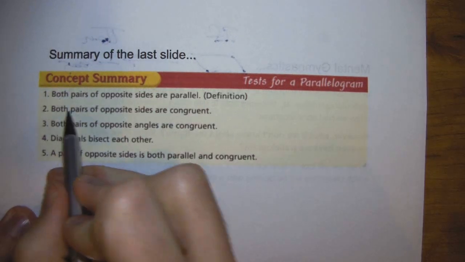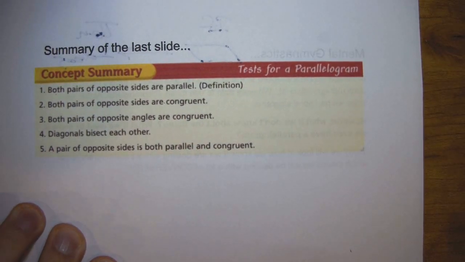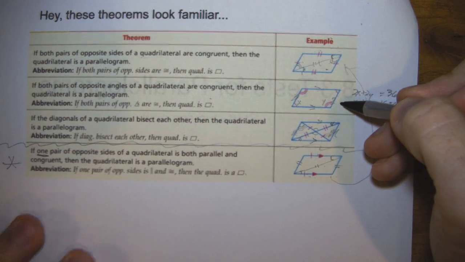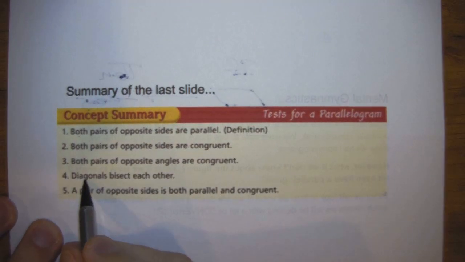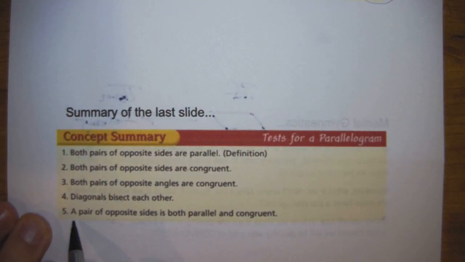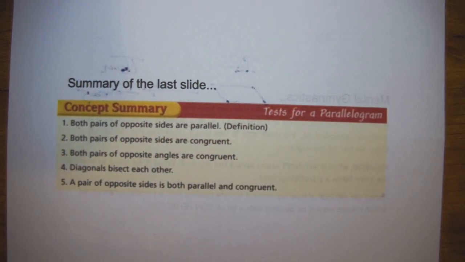All right. Both pairs of opposite sides being congruent. Cool, that's what this is. So a theorem. Both pairs of opposite angles being congruent. Cool, that's this. It's a theorem. Diagonals bisect each other. What do you know? Another theorem. And then a pair of opposite sides is both parallel and congruent. Again, if we can show that, then wonderful. We know we've got a parallelogram.